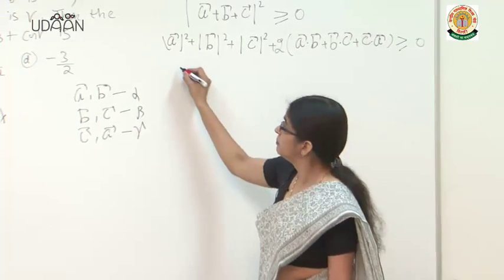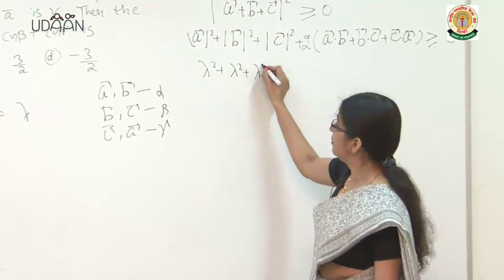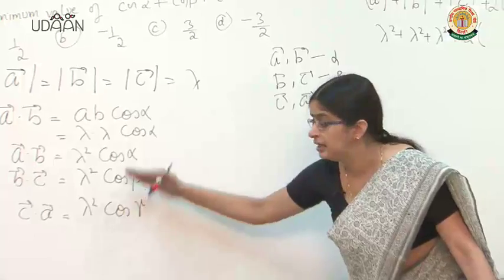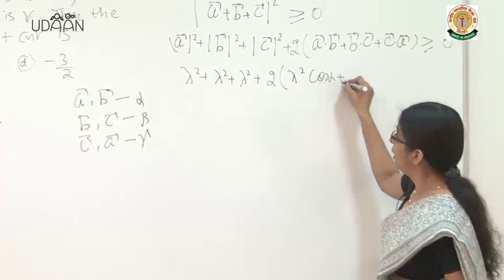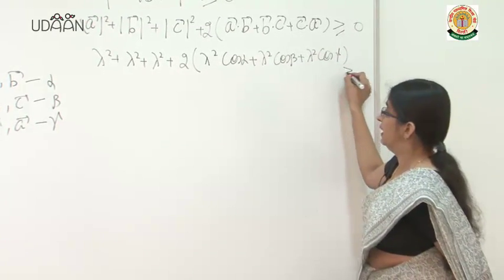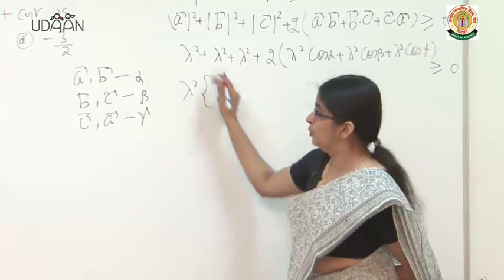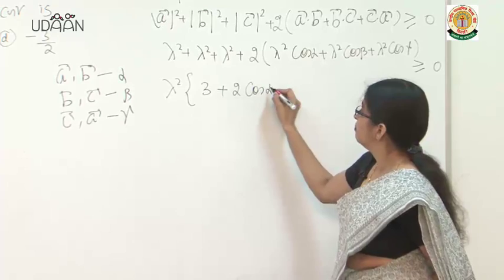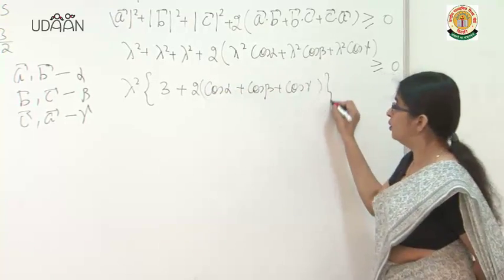Let us put in the values. Mod A square is lambda square, plus mod B square is lambda square, plus twice of A dot B plus B dot C plus C dot A. Adding these three, what do we get? Lambda square into cos alpha plus lambda square into cos beta plus lambda square into cos gamma is greater than or equal to 0. Lambda square can be taken out. Lambda square into 1 plus 1 plus 1, that is 3, plus twice of cos alpha plus cos beta plus cos gamma is greater than or equal to 0.